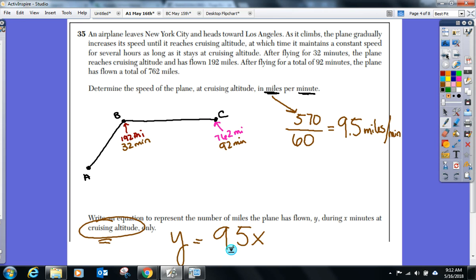Because here's the thing though, that whole 2 hours they didn't go. If the question was 2 hours at the cruising altitude, you'd be correct. But here it's 2 hours total. You see right here, I got to include that part as well into my 2 hours. This right here is the cruising altitude from B to C. They went 570 in 60 minutes at that speed.